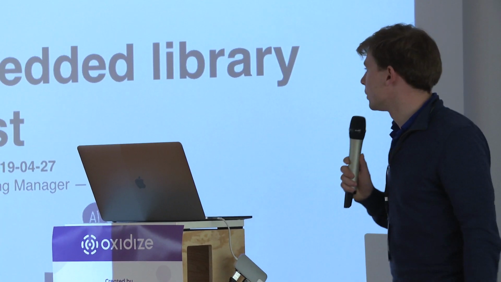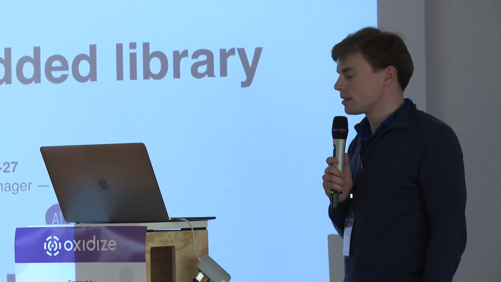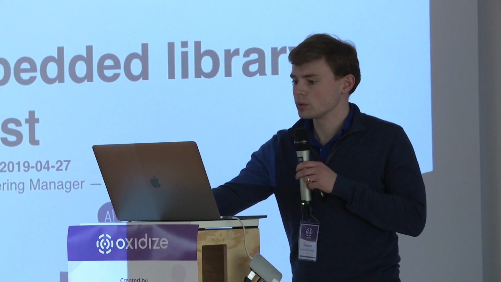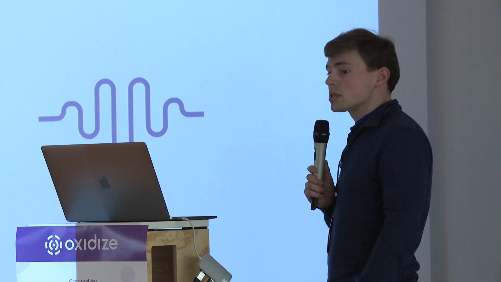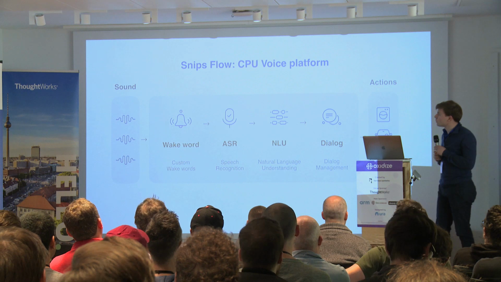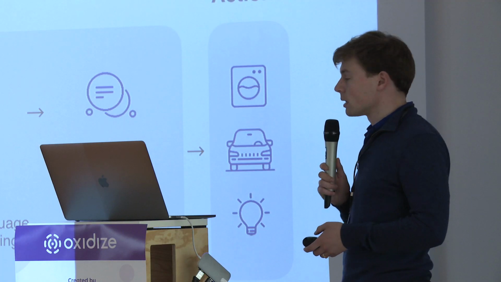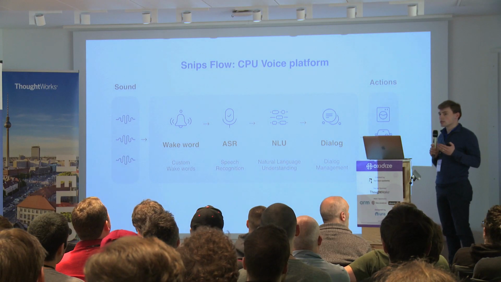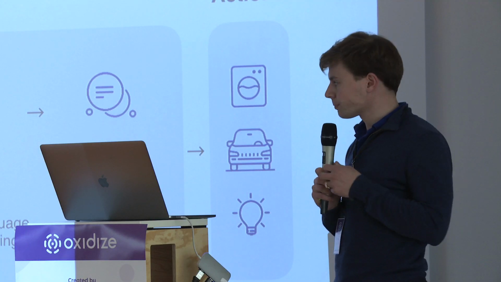So I would like to present to you today our current work on the embedded Rust at Snips. First of all, I would like to explain a little bit what we are doing at Snips. Snips is a voice solution. The main product of the company was Snips Flow. It's a CPU voice platform where the goal is to let any client add a voice interface to any device.